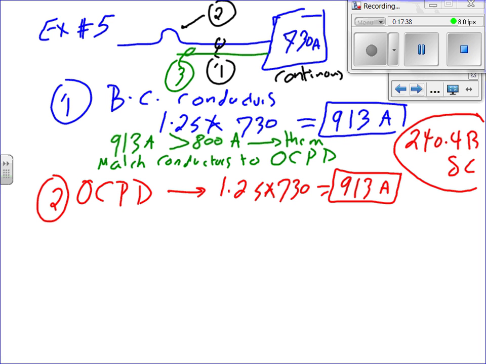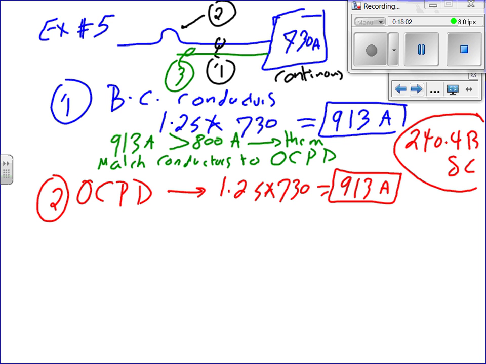If your calculation in this situation, a switchgear, ends up with a number higher than 800 amp, stop. Match the conductor to the overcurrent protection device. That's the best scenario. That's why I said I want to stop here. Since I want to match it, what do I need to do? I need to go size it first.